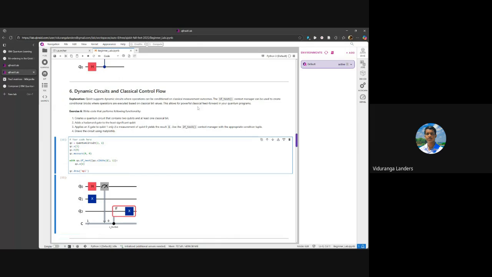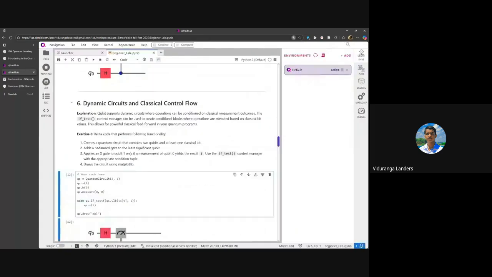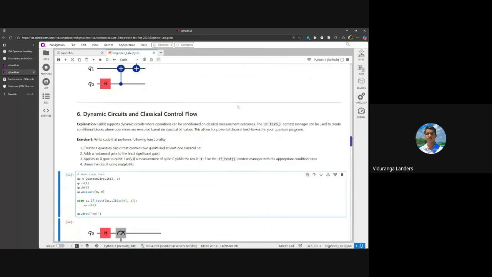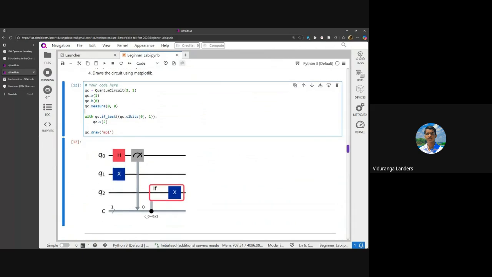One question. Is this properly visible for you guys, or do you want me to zoom it? It's better to zoom. Yeah. Okay. Sorry about that. I hope it's better now. All right.